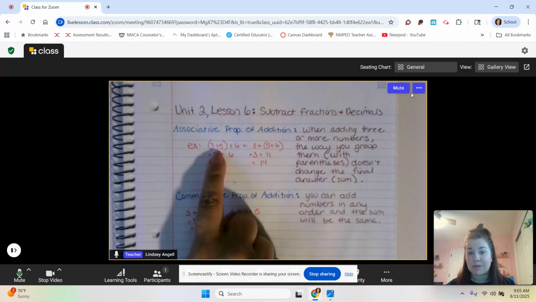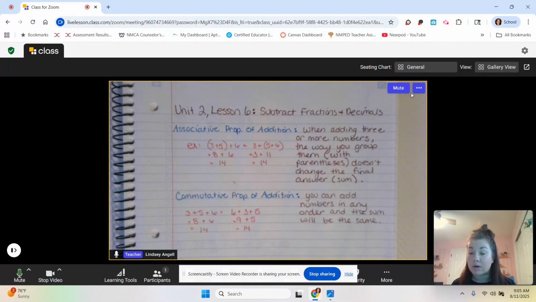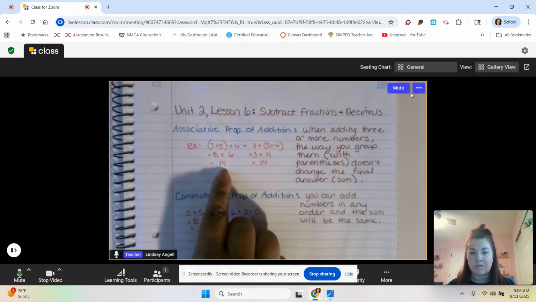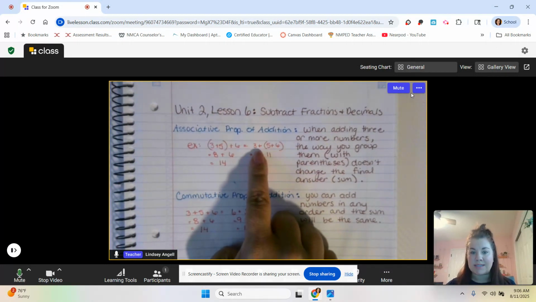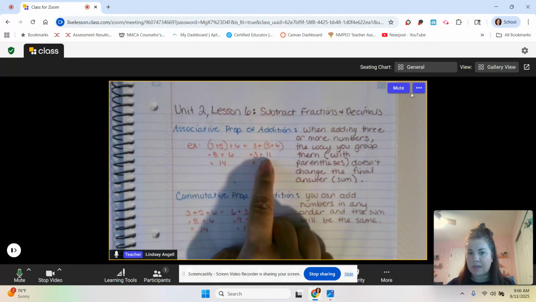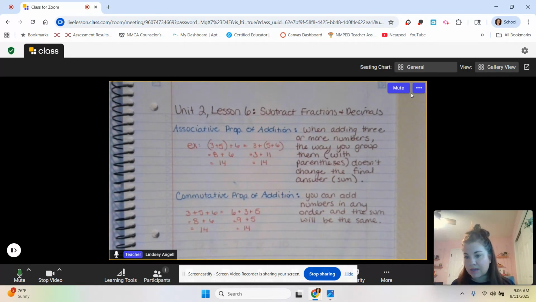So we have 3 plus 5 in parentheses plus 6. So according to order of operations, right, we would add 3 plus 5 together first, which gives us 8. So 8 plus 6 gets us to 14. Over here, it's the exact same numbers in the same order, but I moved the parentheses. And so now, according to the order of operations, I would add 5 plus 6 together first, getting 11, and then 3 plus 11 still gets me to 14. So even though the parentheses moved, it didn't change my final answer.